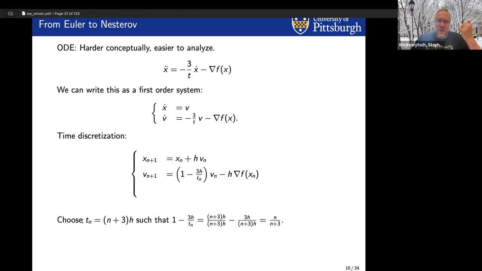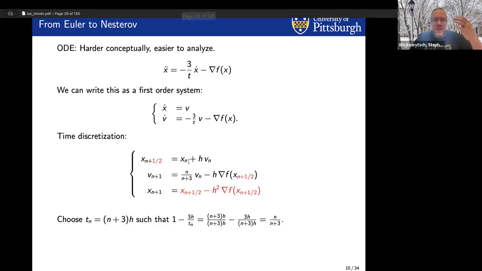And then we are going to make the choice t_n as n plus 3 times step size. And then we get this n over n plus 3. The n plus 3 in the interpretation of time is basically chosen such that this never becomes a negative prefactor, which would be unphysical and weird. Okay, that's just rewriting the Euler method.